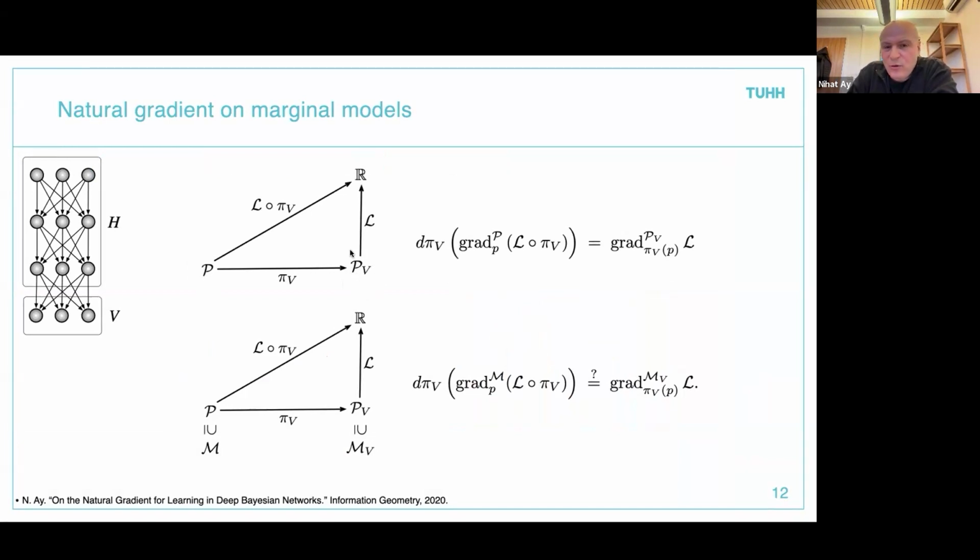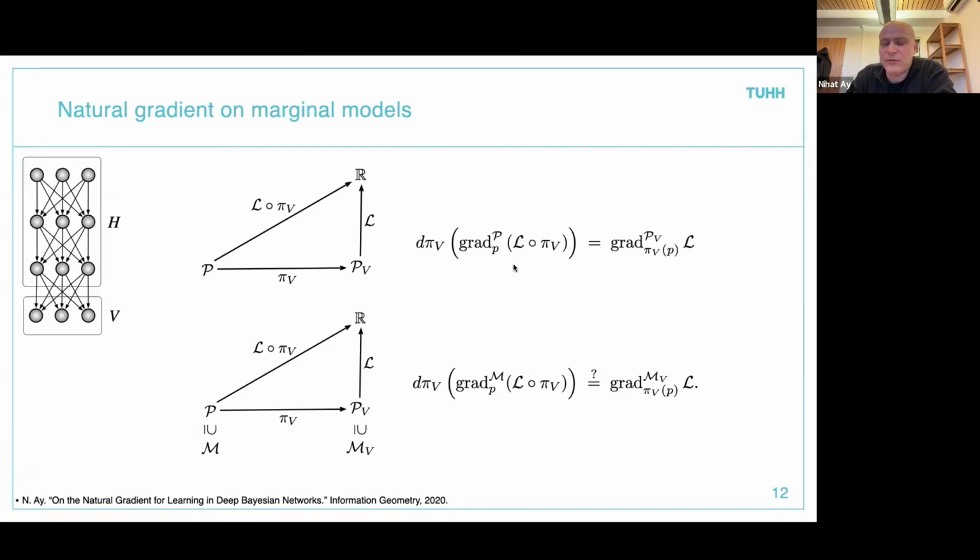Now what we can do is the Fisher-Rao gradient of L. This is what we call the natural gradient, but we can also take the composition, so the marginalization, and then applying L, and do the Fisher-Rao gradient on P. And now the question would be, if you take the differential of the Fisher-Rao gradient here, this gives you a vector in the tangent space of PV. Is that the same as the Fisher-Rao gradient of the original function L?